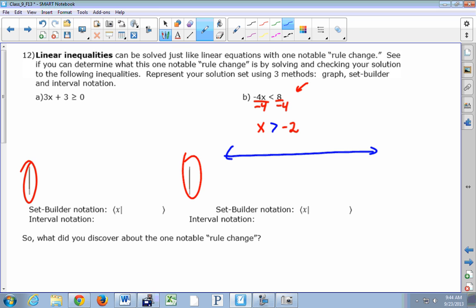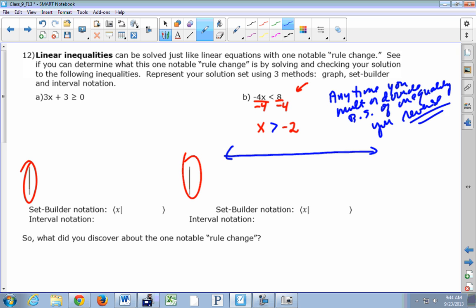It's with division and multiplication. Anytime you multiply, because every single division problem can be written as a multiplication problem by the reciprocal. So anytime you multiply or divide both sides of an inequality, this should not be new to anybody. You've had this before. You reverse, change, flip, whatever you want to say, reverse the direction of the inequality.